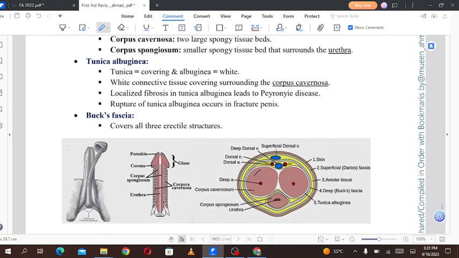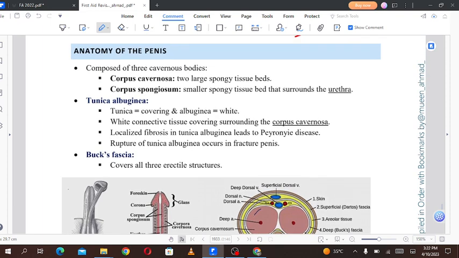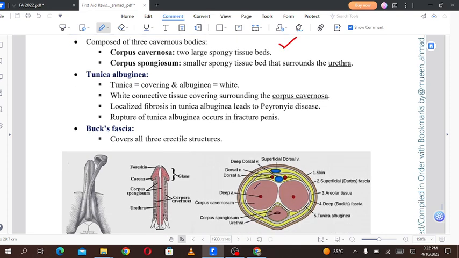Then we have anatomy of the penis. The penis is composed of 3 cavernous bodies: the corpus cavernosa, the 2 large spongy tissue beds. Where is the corpus cavernosa? This is the corpus cavernosa. These are located bilaterally, and these are the 2 large spongy tissue beds. And then we have corpus spongiosum, which is a smaller spongy tissue bed that surrounds the urethra. In this picture you can see the corpus cavernosum is over here, this one and this one. And then we have the corpus spongiosum that is surrounding the urethra over here.